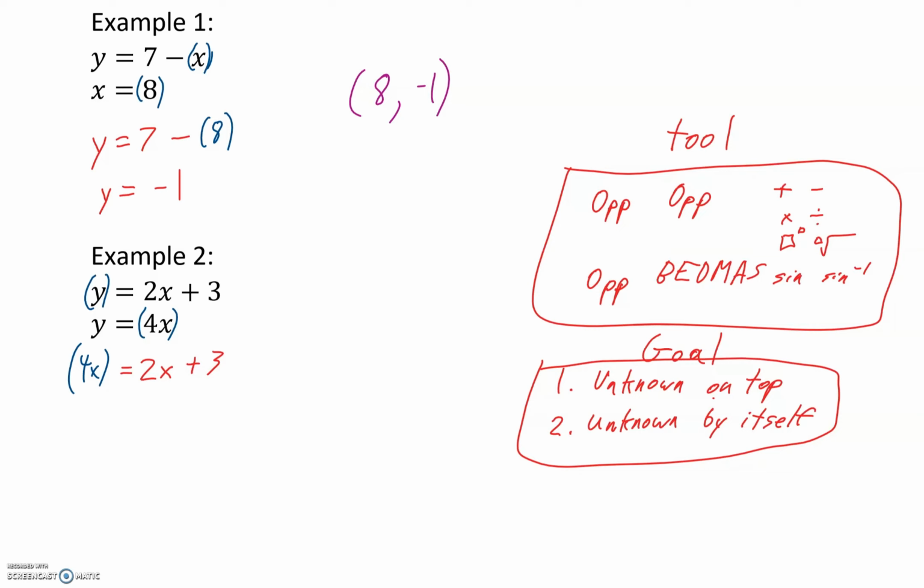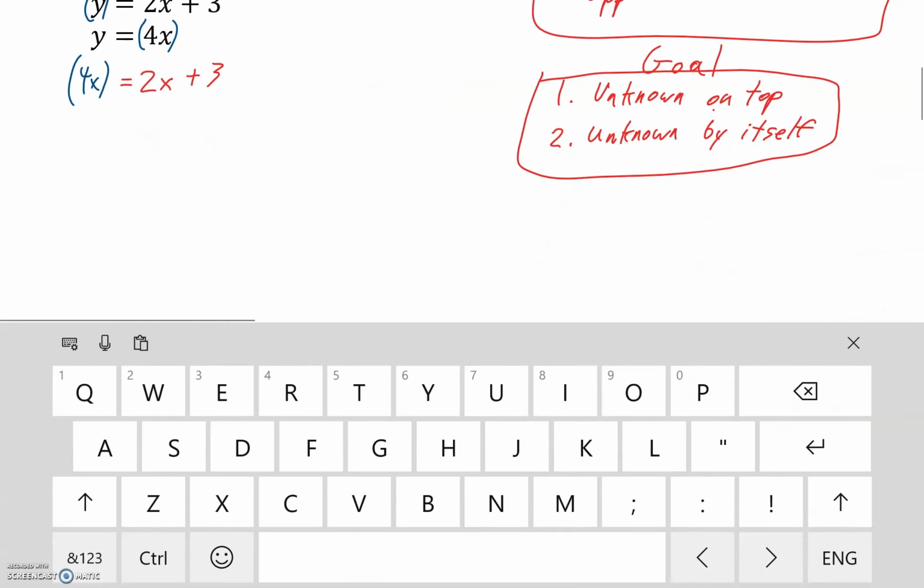So what we're going to do is move the x to the side that has the most x's to begin with. The left-hand side in this question has 4 x's, the right-hand side has 2 x's. So we're going to move to the left.